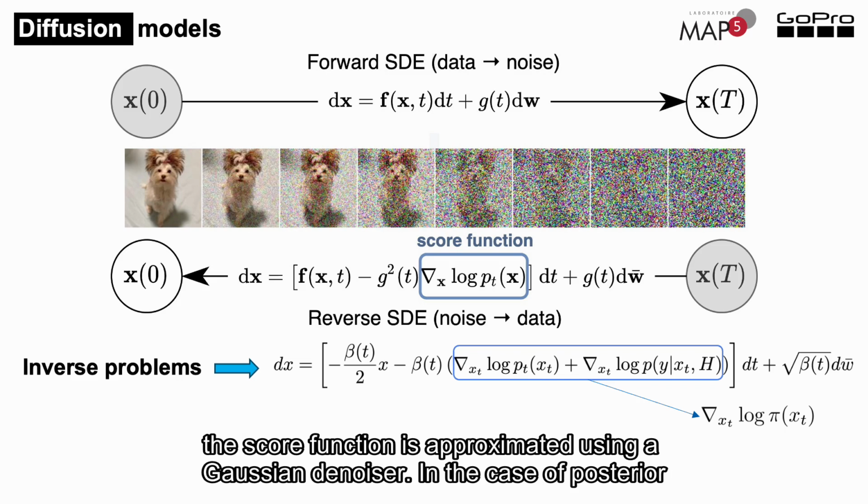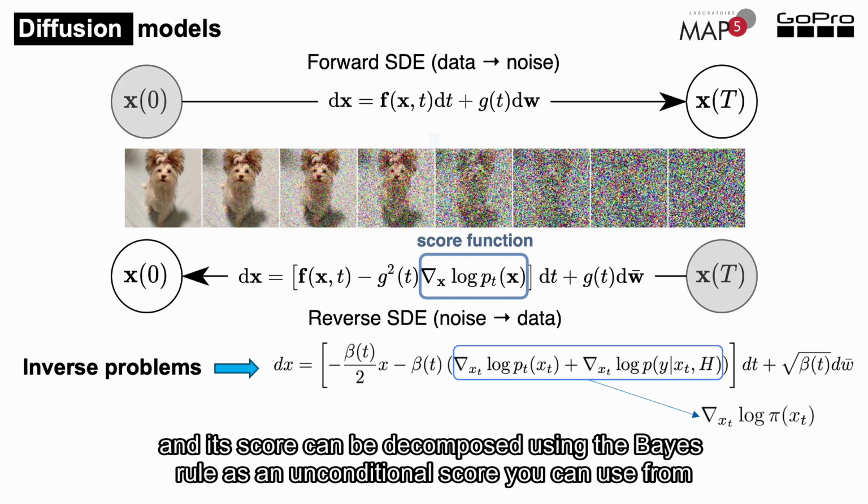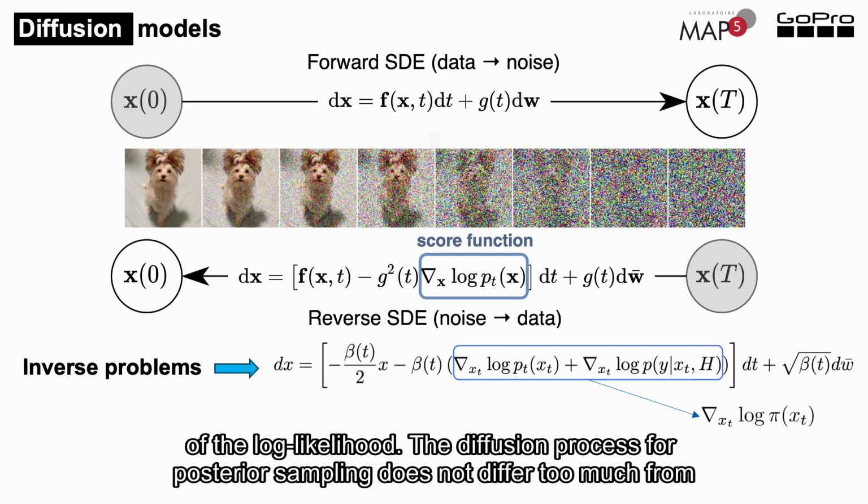In the case of posterior sampling, our target distribution is no longer the distribution P of x, but the posterior distribution, and its score can be decomposed using the Bayes rule as an unconditional score you can use from any diffusion model repository you like, and a guidance term that corresponds to the gradient of the log likelihood.